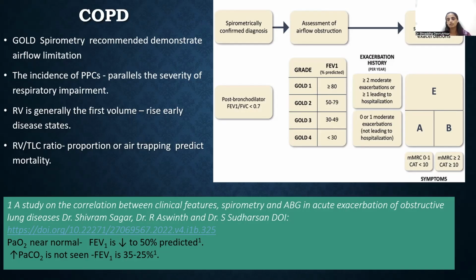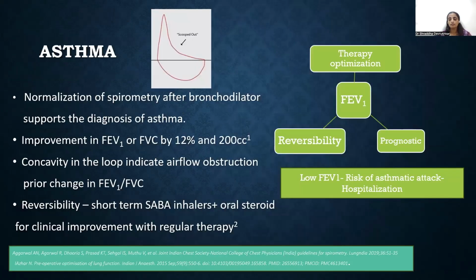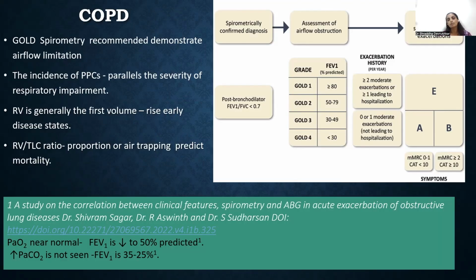And this was done in all COPD patients with acute exacerbation. So the PO2 was nearly normal until the FEV1 was seen as 50% of the predicted, while PCO2 was only rising after the FEV1 was down to around 35 to 25%. Again, these were all COPD patients who are coming to the ICU.